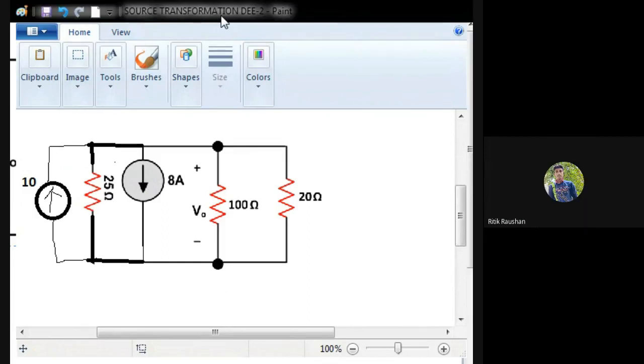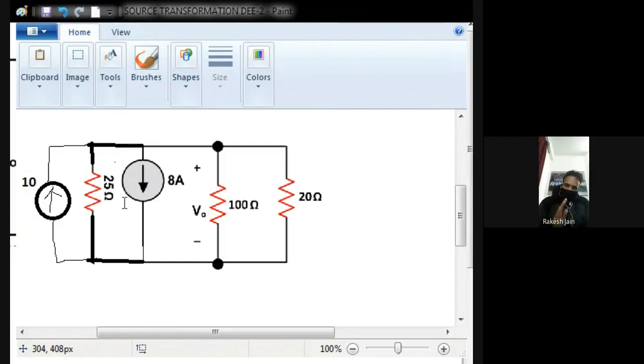Ritik. Yes, sir. Okay. Now once again see, whenever current sources are in parallel, they will be added to each other if the directions are the same. If the directions are opposite, then the higher value current direction will be the resultant direction and the current values will be subtracted from each other. See, this is a 10 ampere source whose direction is upper side, and this is an 8 ampere source whose direction is at lower side. They are in parallel with each other.